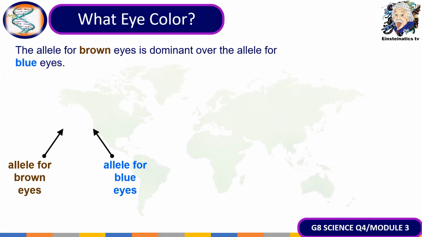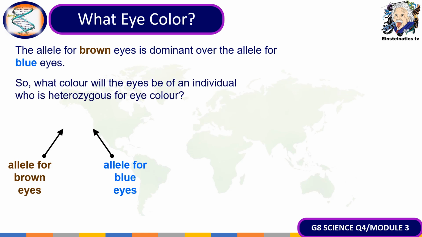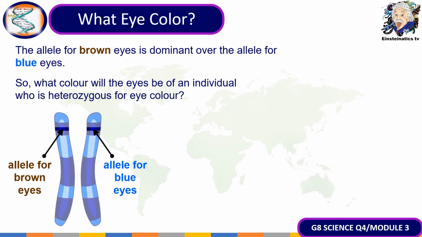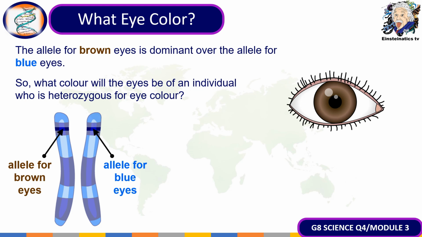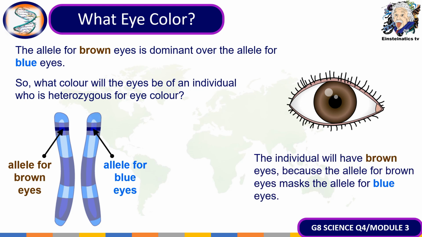Now, let us go back to our example kanina. We all know that the allele for brown eyes is dominant over the allele for blue eyes. So, what do you think would be the color of an individual who is heterozygous for this eye color? Ibig sabihin, meron siyang allele for brown eyes or meron siyang allele for blue eyes. So, anong magiging kulay ng kanyang mata? So, the color of the eye for this person is, of course, that would be brown. So, ito yung na-express kasi yung brown na trait is dominant over the blue eyes.